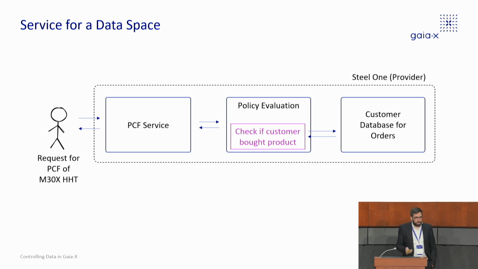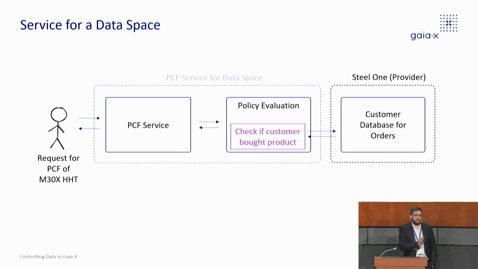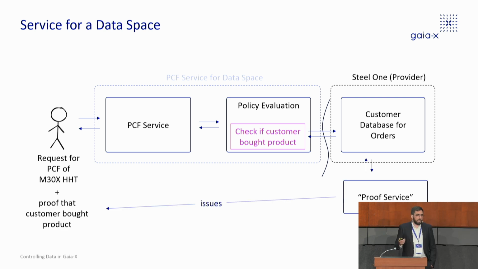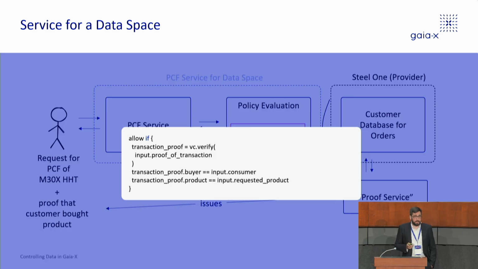But what we want to do is provide a service for a data space. So this service, the PCF service and the policy evaluation, is then in the realm of someone else. And this link between that and the steel provider is probably something the steel provider doesn't want. So this is where we could do something like that: the steel provider has some kind of proof service that issues a verified credential, for example, that actually is a proof that the customer bought the product. This then we can use to write the policy.